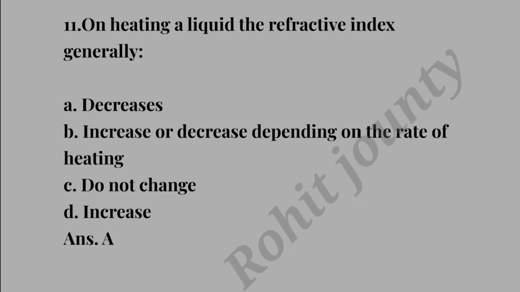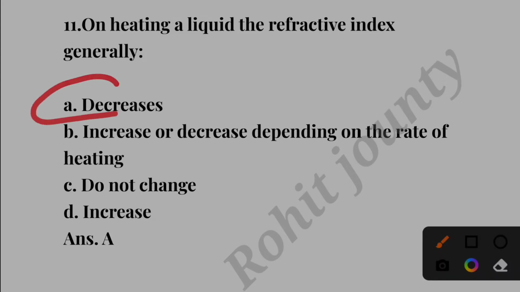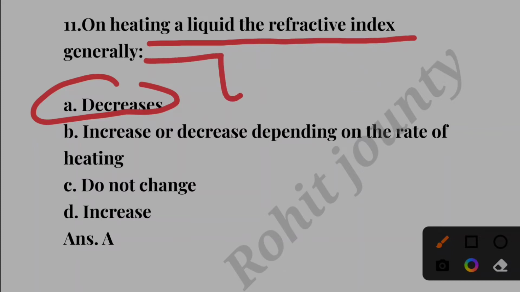Question number 11. On heating a liquid, the refractive index generally: option A decreases, option B increases or decreases depending on the rate of heating, option C does not change, option D increases. The correct answer is option A, decreases. On heating a liquid, the refractive index generally decreases.